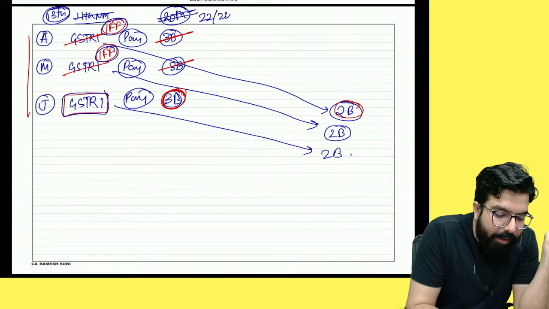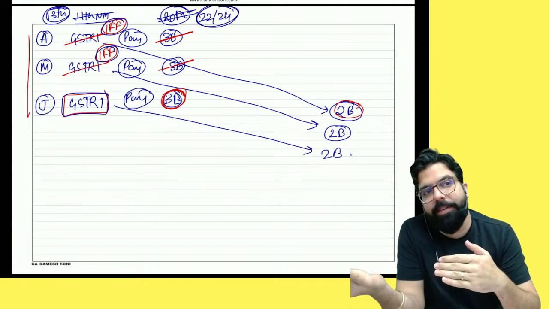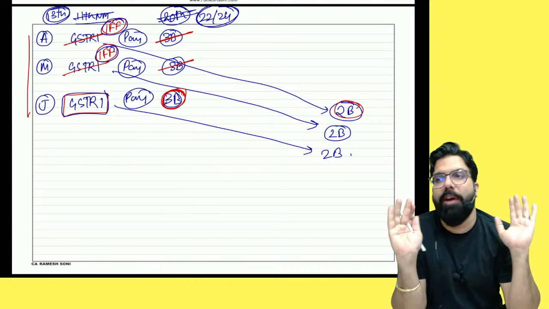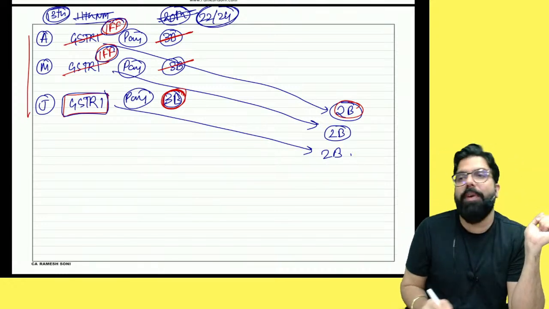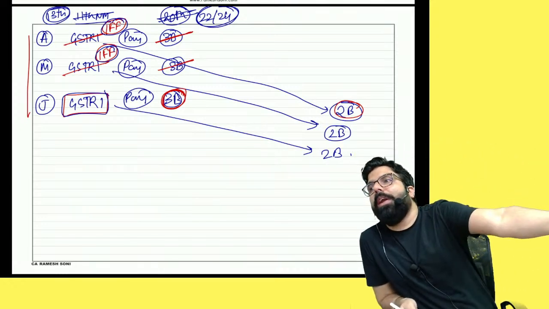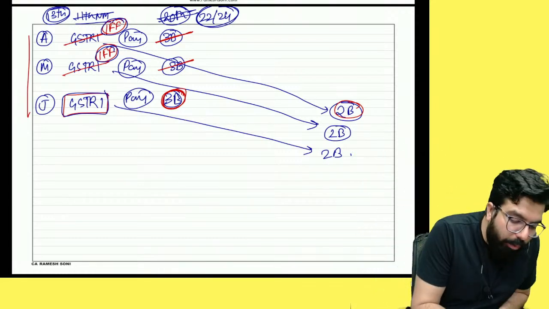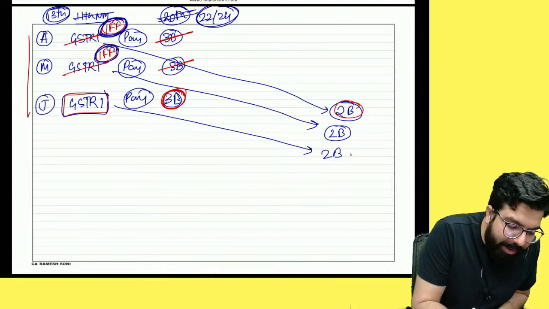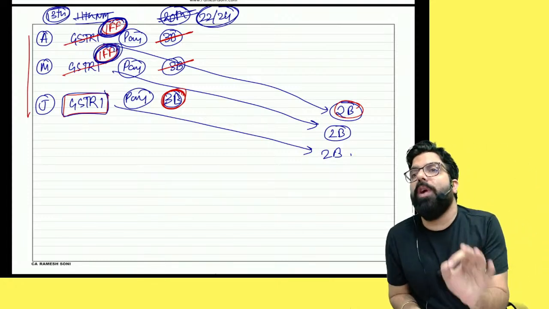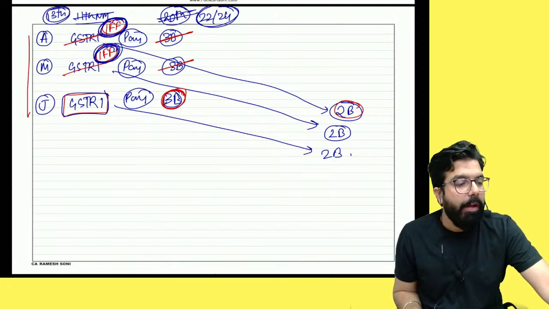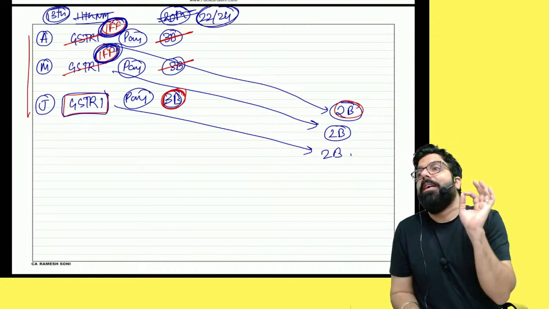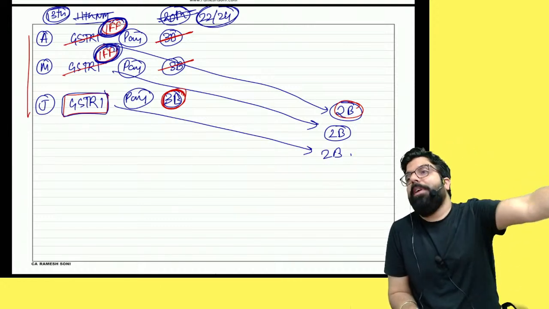And for GSTR 3B, if you are under QRMP scheme, the due date is what? 22nd and 24th. For some states it is 22nd and for some states it is 24th. Everyone over here, listen to me very carefully. Who are the people who want credit? Registered persons. Yes or no, everyone? So only those invoices you will show in your invoice furnishing facility which are B2B invoices. B2B means what, everyone? Business to business, meaning whoever is a registered person.